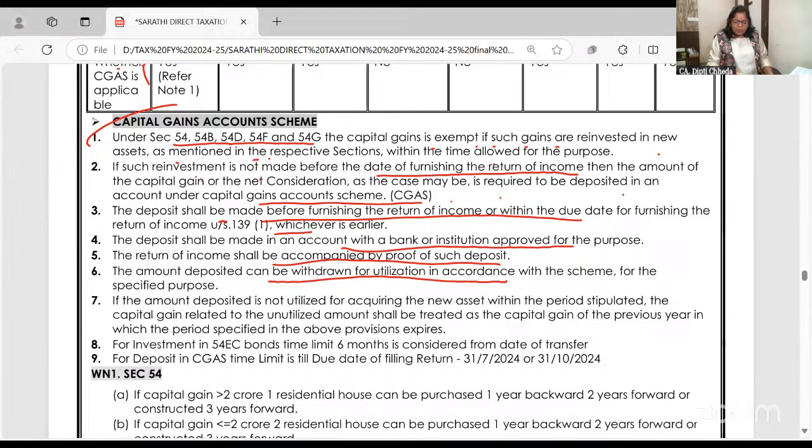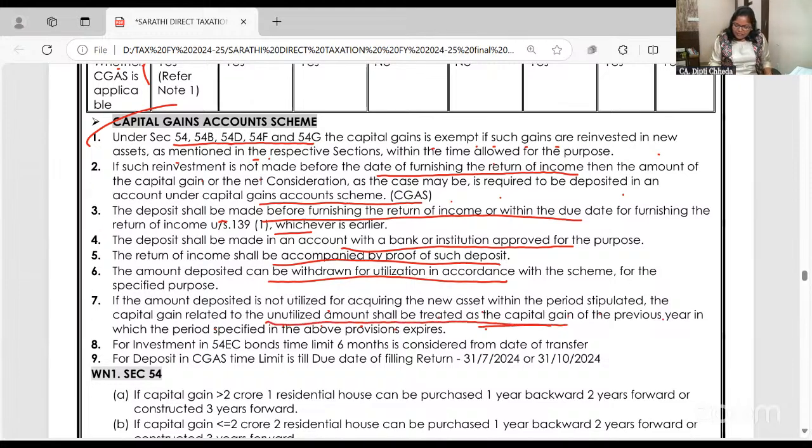If the amount deposited is not utilized for acquiring the new asset within the period stipulated, the capital gain related to the unutilized amount shall be treated as capital gain. You know, you promised you will buy the house in 2 years. You kept the money in CGS and it's lying there only. You didn't use it. So after the time limit, it will become taxable.